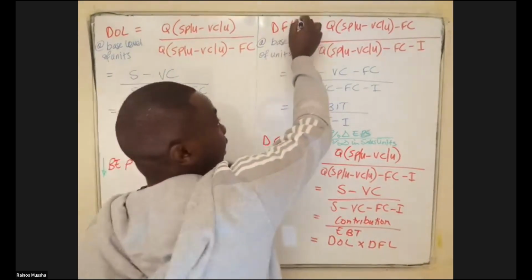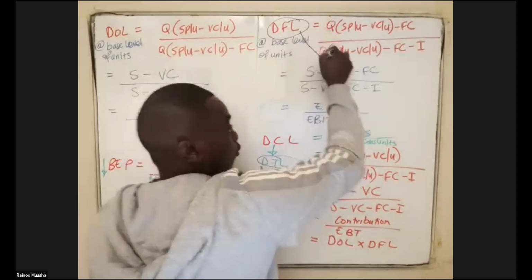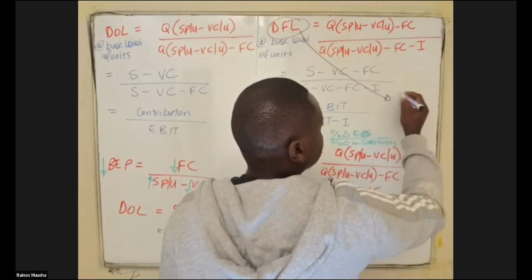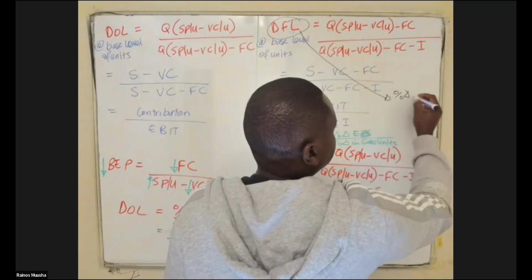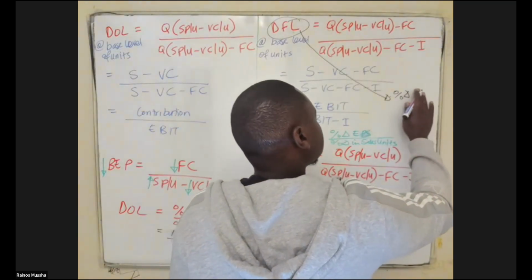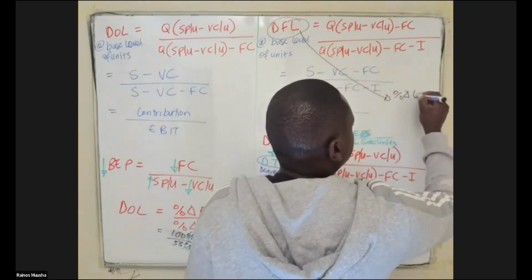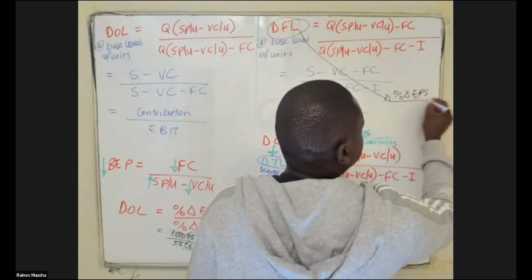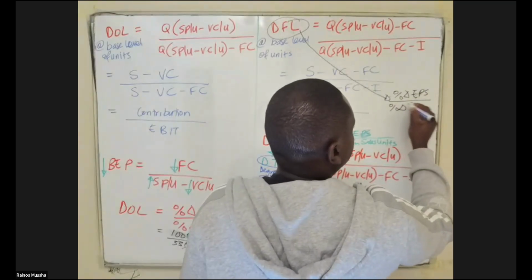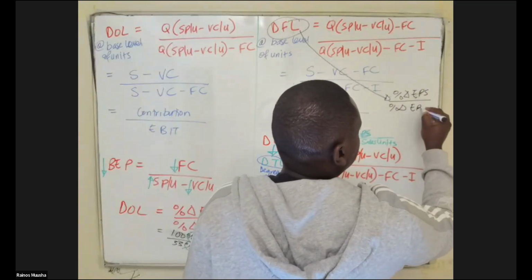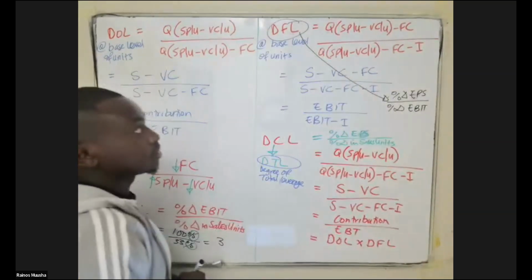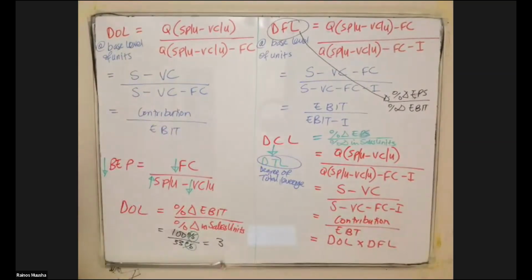The degree of financial leverage can also be given as your percentage change in earnings per share divided by your percentage change in earnings before interest and tax.